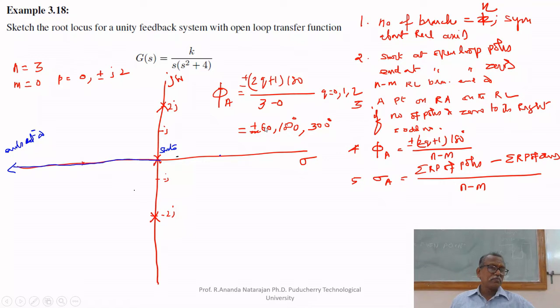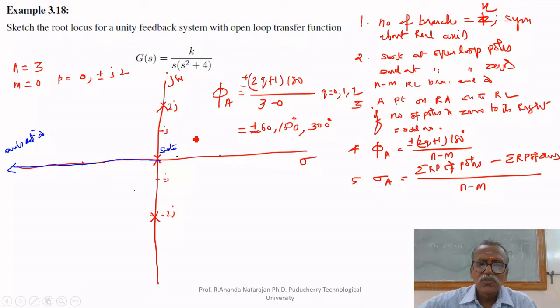The tangents at infinity are at angles 60 degrees, 180 degrees, 300 degrees. 300 is nothing but minus 60. Therefore, even if you consider all negative, minus 60, minus 180, minus 300, both are the same, because 60 degrees is minus 300. Minus 300 equals plus 60. Therefore, you can take either plus or minus. Okay, so we got the angle of asymptotes.